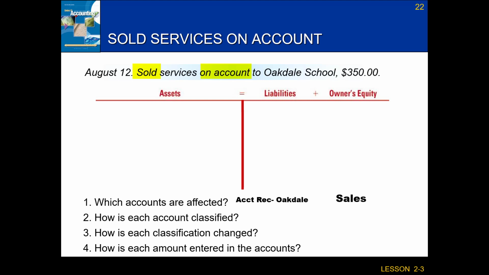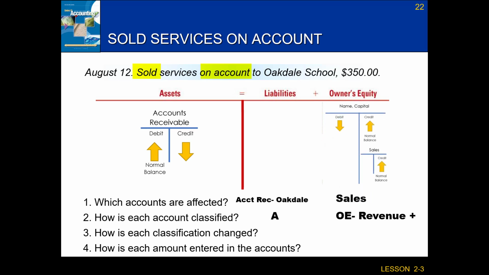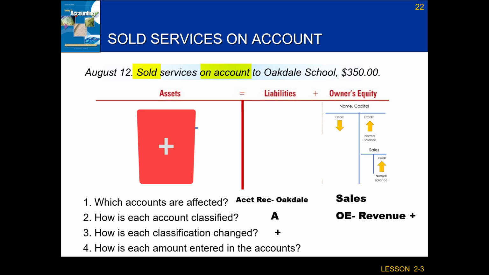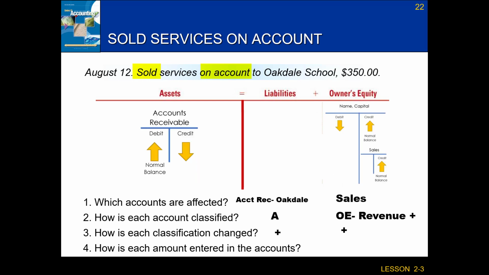And now I classify my accounts. Accounts receivable is an asset, so I'll drop that T account under assets. Sales, again, is an owner's equity within the revenue side, which is an increase. So I've got my sales, it's within the increase side. How do I change each classification? If I sell something, I should be receiving more money, so I've got a plus. And if I have a plus on the left side, I should have the plus on the right side of my equation. How is each amount entered into my account? So an increase in accounts receivable is a debit. And again, sales increasing is always a credit. So debits equal credits, and I'm set.